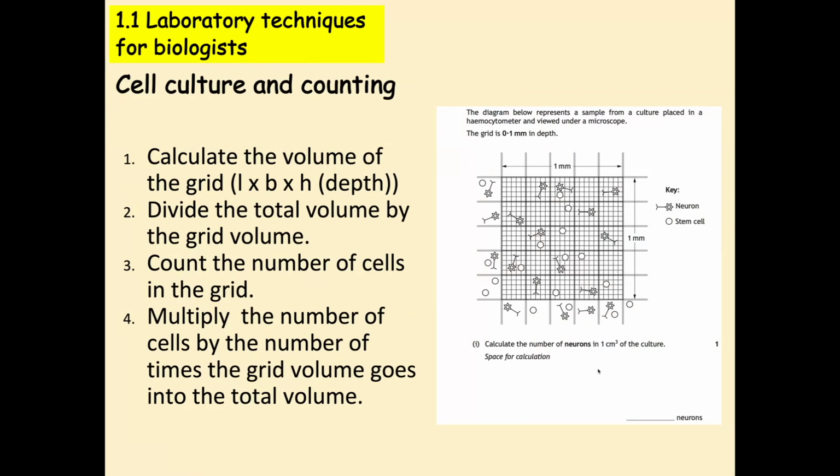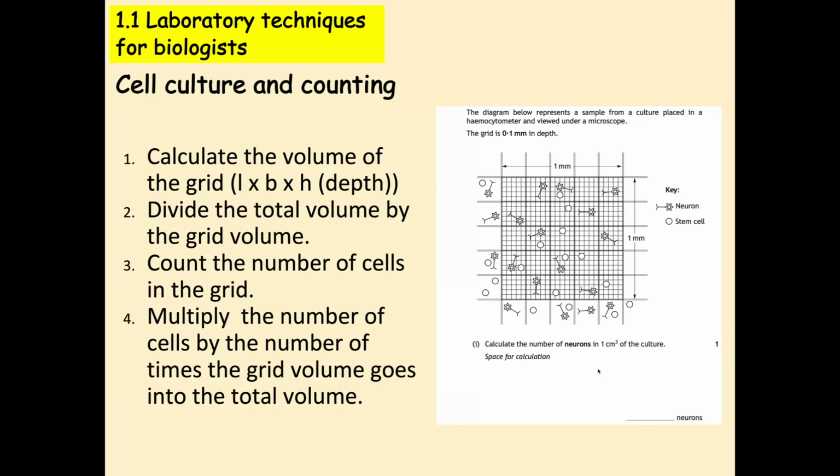Now, how do you actually calculate how many cells would be in a culture based upon our hemocytometer grids? Well, when we look at it under a microscope, it obviously doesn't look exactly like this. This is just a diagram, but this is how it might look in your exam. So a question like this might come up, okay? And it says the grid is 0.1 millimeters in depth and calculate the number of neurons in 1 centimeter cubed of the culture. Okay, so there are certain steps that we should take when we see a question like this to work out how many neurons there are in that particular culture.